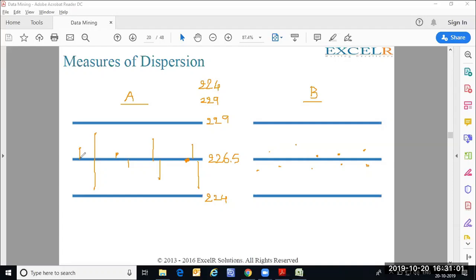How can you measure the spread? Let's say this is 227.5. Numerically, how much of the spread is this data point maintaining? How can you bring out that measure?